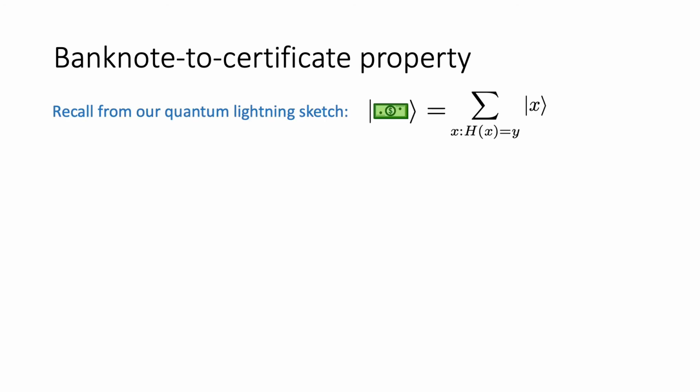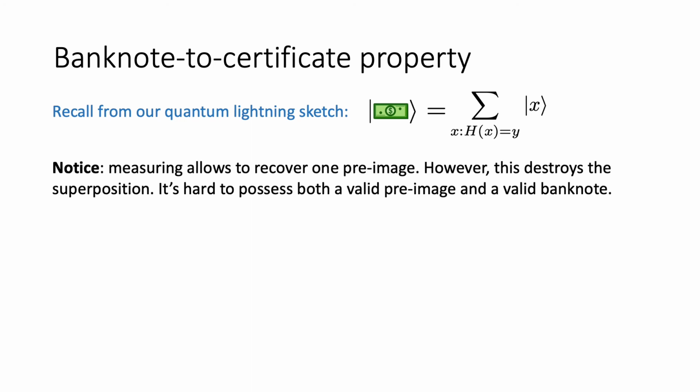So first, recall from our quantum Lightning sketch construction that the banknote state has the following form. It is a uniform superposition over all pre-images that map to some y under the hash function h, and y is the serial number. Now notice that measuring in the standard basis allows us to recover one pre-image of y. However, this comes at a cost because it destroys the superposition. In fact, you can imagine that it's hard to possess both a valid pre-image to y and a valid banknote with serial number y. So this is precisely the intuition for the banknote-to-certificate property.